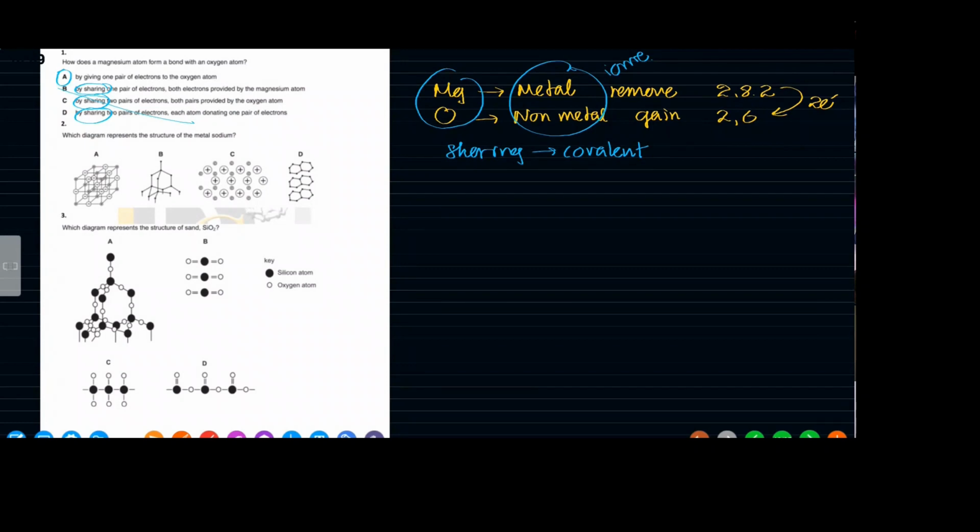Which diagram represents the structure of the metal sodium, right? Metal sodium is going to be a metallic structure with a lattice structure of cations, and the electrons are delocalized, right? So then it should be definitely C, and this is graphite. Now you can identify this is graphite, and this is diamond, and this is a sodium chloride-like ionic compound, right?